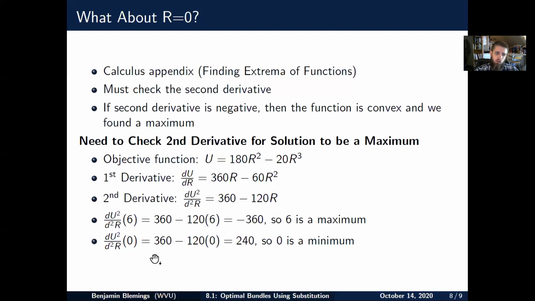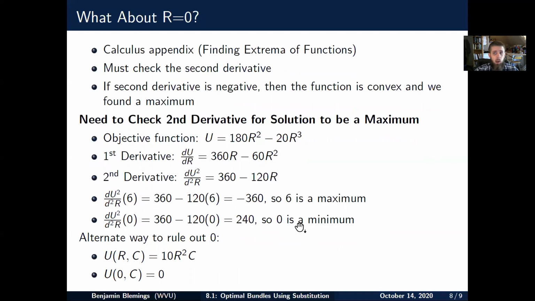And so when I plug in 0 to this, which was our other possibility for r, I found that 360 minus 120 times 0 is, well, this should just be positive 360 because this cancels, and I get 0 is a minimum point of the function because this number is positive. And so you need to remember to always check the second derivative for the solution to be a maximum. Otherwise, you might have found a utility minimizing point, which is not what we're trying to do as consumers.